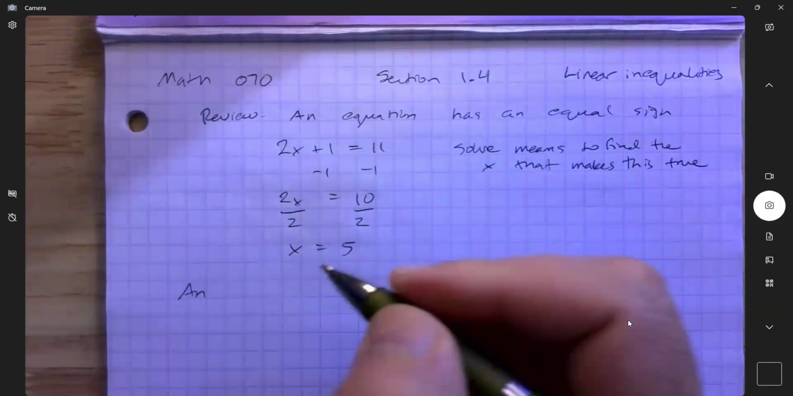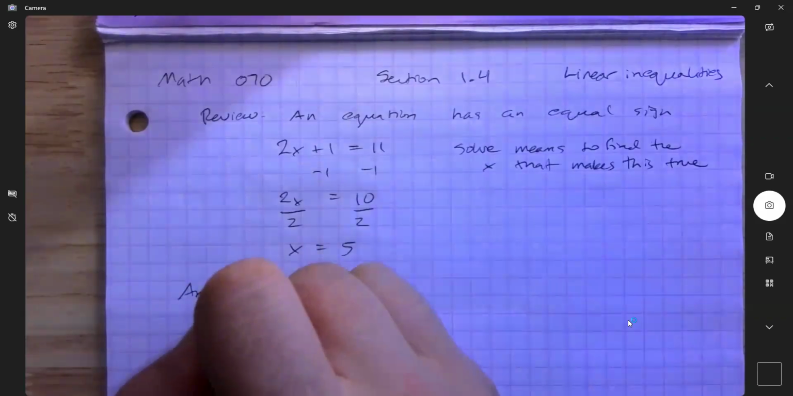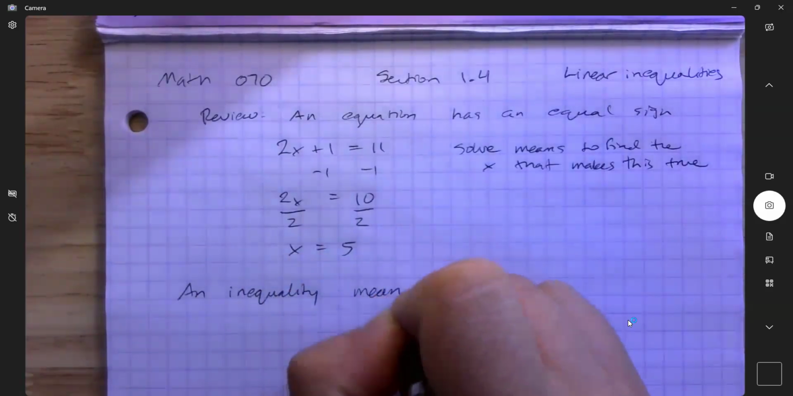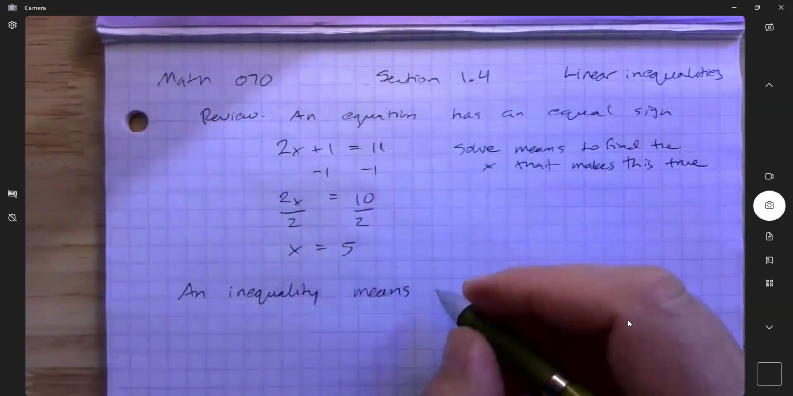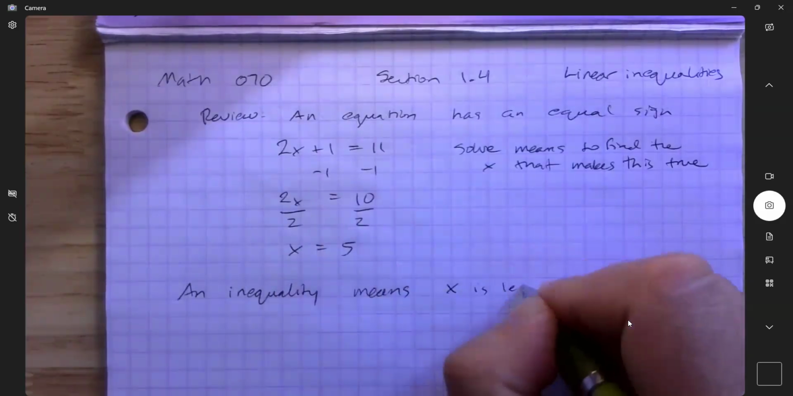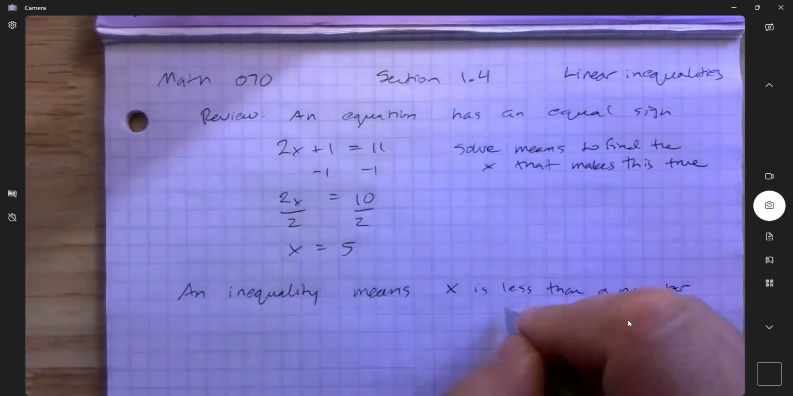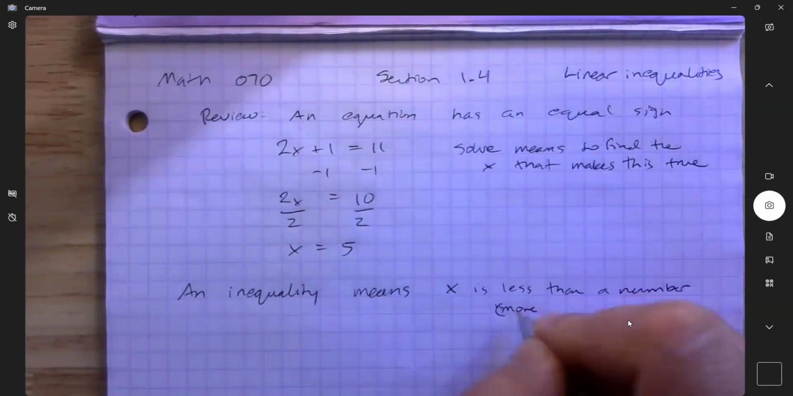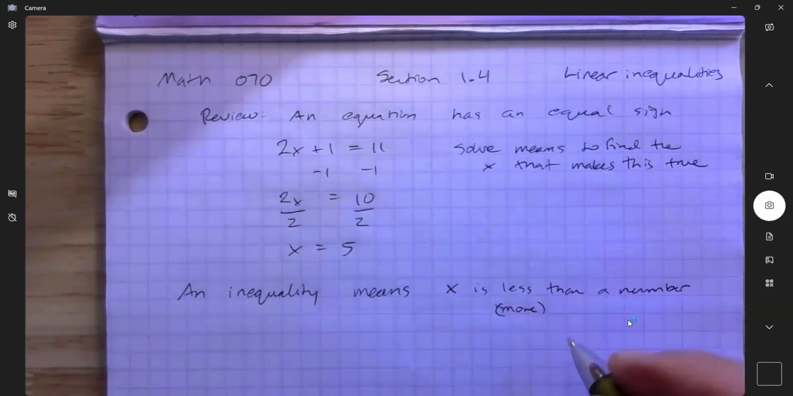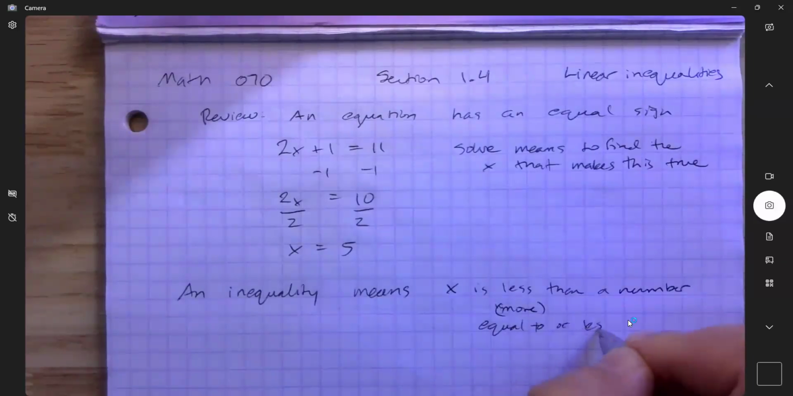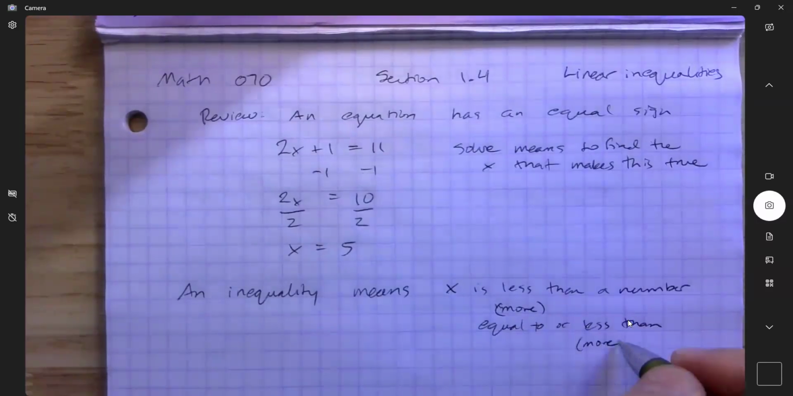So an inequality, or at least a linear inequality, means instead of x equals a number, maybe x is less than a number, or more than a number, or it could be equal to or less than, or equal to or more than. And I'll show you examples of each of these and what the notation looks like.